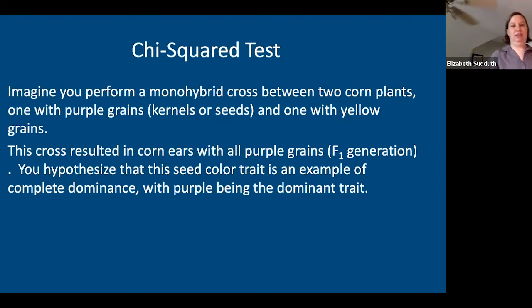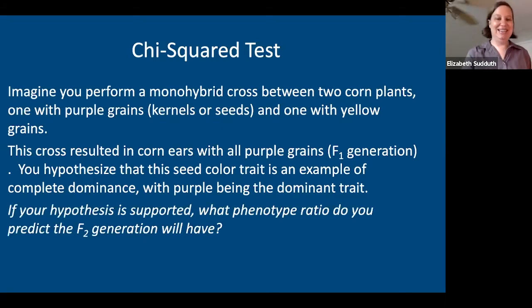So if we cross a true breeding purple parent with a true breeding yellow parent, and the F1 generation is all purple, what would we expect the F2 generation to look like when we cross everybody with each other randomly? What ratio would Mendel expect? 3 to 1, yeah, 3 purple, one yellow. That's what we would expect. Oh, and there's that question again. We just answered that question.